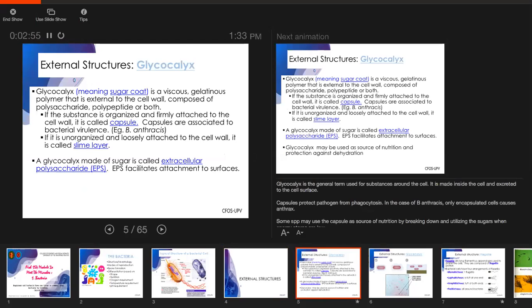So it exists in two forms. If it is organized and firmly attached to the cell wall, it is called the capsule. And if it is unorganized and loosely attached, it is called the slime layer. Okay, so what is the function of this glycocalyx? It serves as a source of nutrition of the cell and provides protection against dehydration.